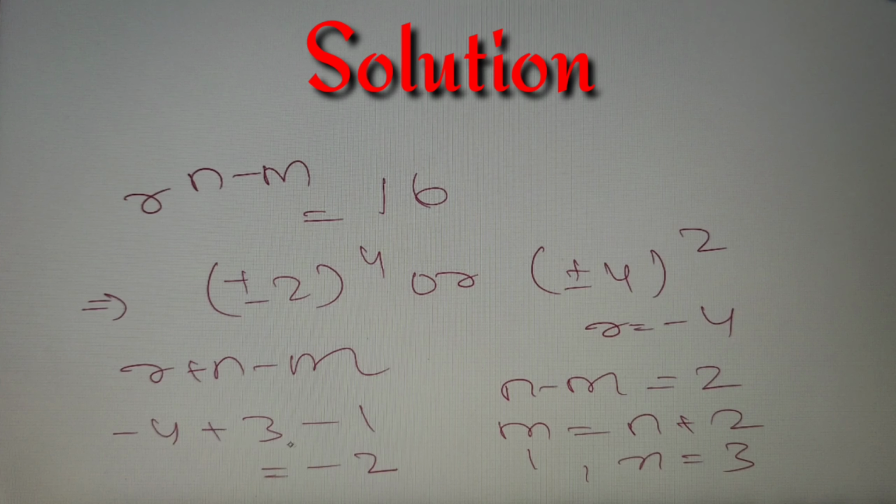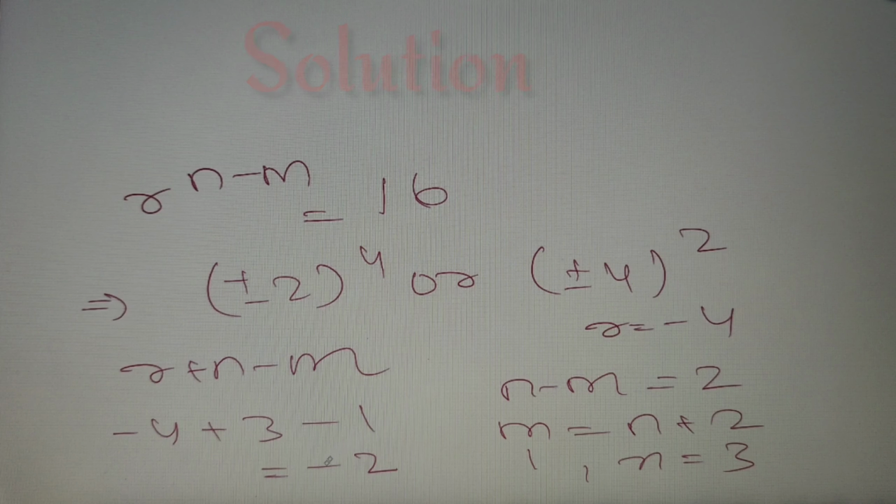So we have got the minimum value of r + n - m as -2, and it is the minimum value among all the 4 options. So the final answer, the minimum possible value of r + n - m, is equal to -2, which is option number D.